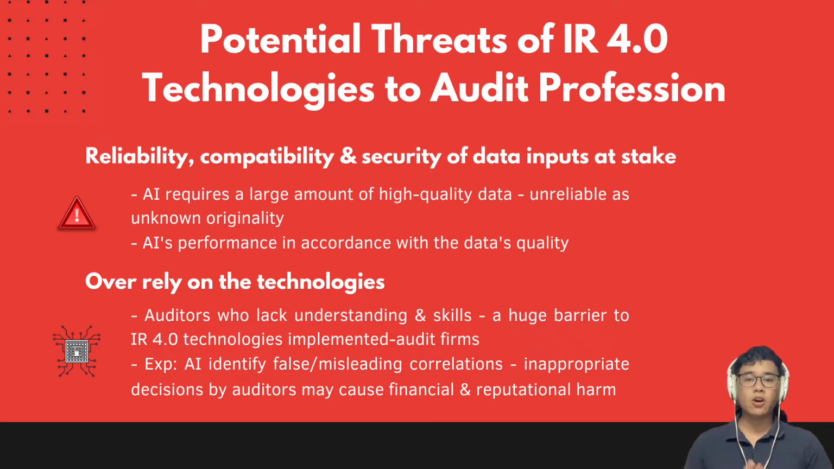Secondly, auditors may over-rely on the technologies but with a low level of understanding and skills of how the technologies work. Auditors who lack both appear to be a huge barrier to audit firms implementing IR4 technologies in their audit process. In a worst-case scenario, for instance, when using AI, algorithms may identify false or misleading correlations in data, and it may cause financial and reputational harm to users of financial statements, such as investors, if the auditors make inappropriate decisions based on biased algorithms.